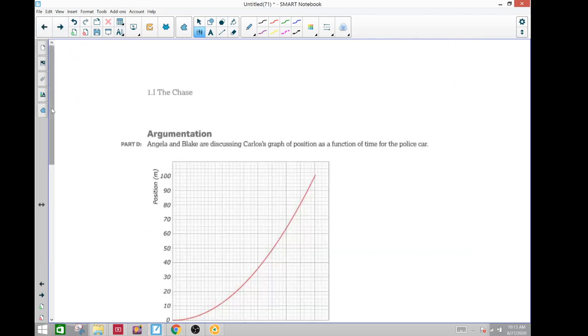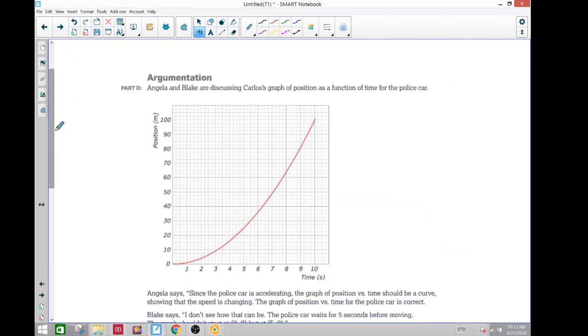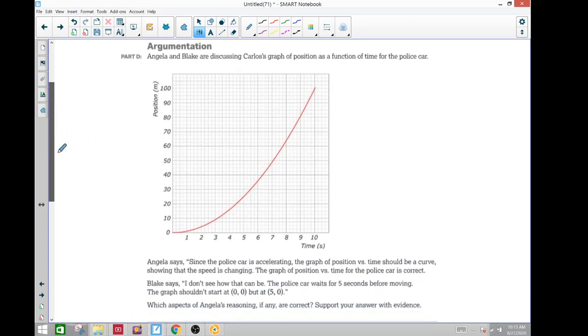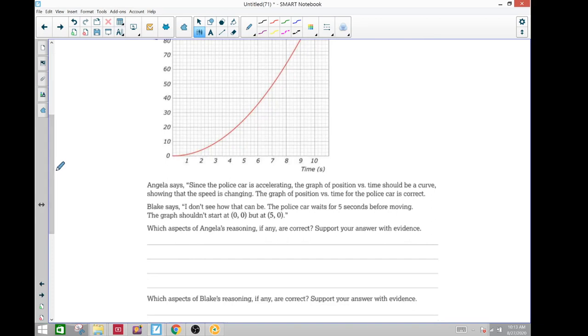It says, okay, position time graph. So it's actual location. A couple things here. It says Angela and Blake are discussing Carlos's graph, the position time graph of the car. Read these below. Which aspects, if any, are correct? Support with evidence. Okay, so Angela says since the cop car is accelerating, the position time graph should be a curve, showing that the speed is changing. The graph of the speed versus time of this car is correct.